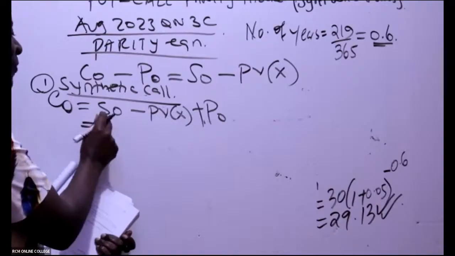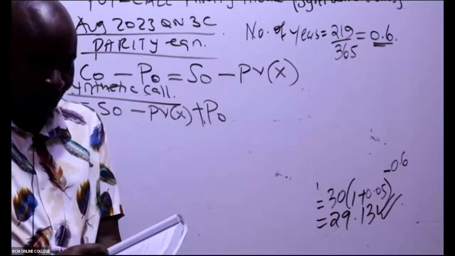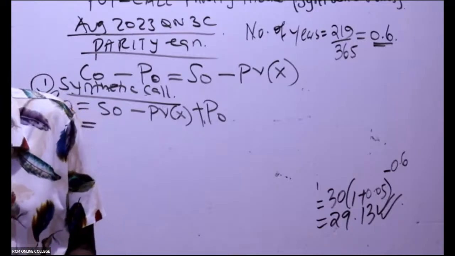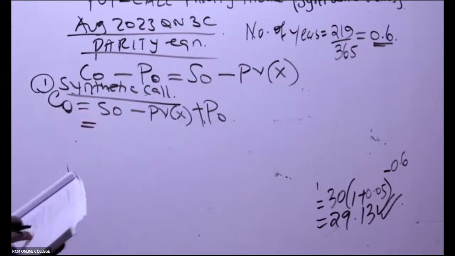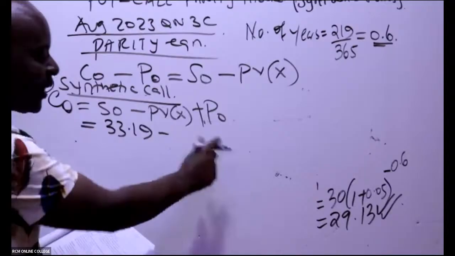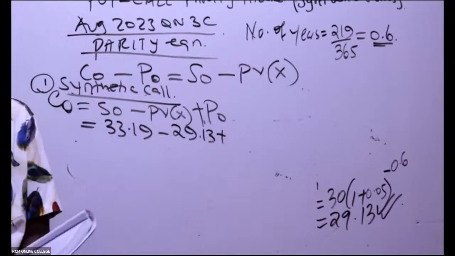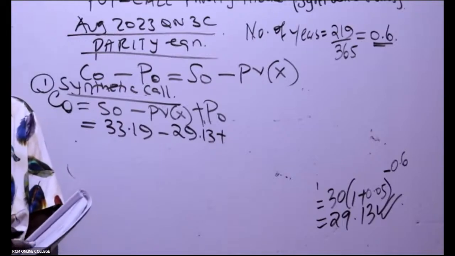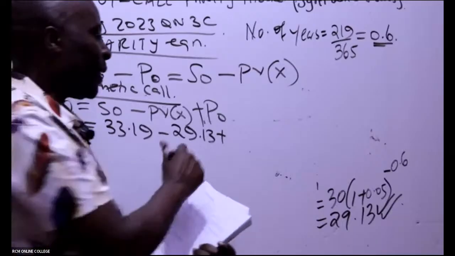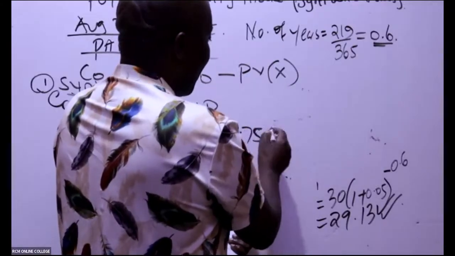So do we have these values from our question? Is there somebody who is able to see SO? SO is the current stock price. SO is 33.19, isn't it? Are you able to see the present value of the X? We have just computed it, 29.13. This is the put price. The PO is given in the question, second line there: 2.75. So then that is it.